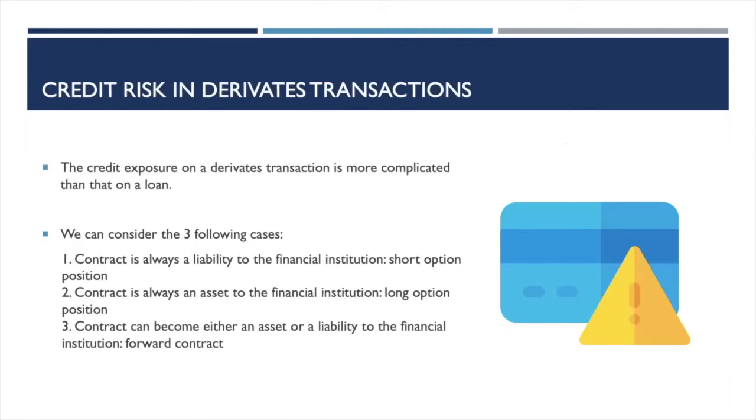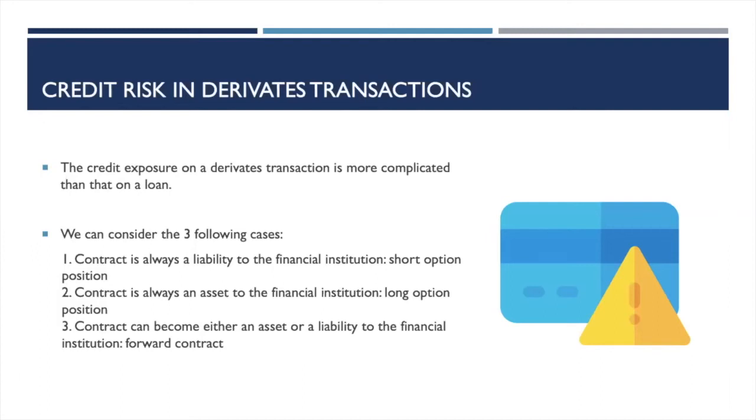The first one is that the contract is always a liability to the financial institution. The second one is that the contract is always an asset to the financial institution. And the third one is that the contract can become either an asset or a liability to the financial institution. An example of the first one is a short option position. In this category, the financial institution doesn't have credit risk. If the counterparty goes bankrupt, there will be no loss.